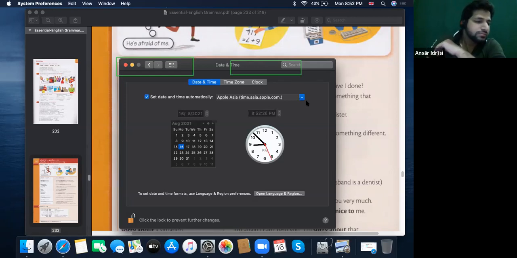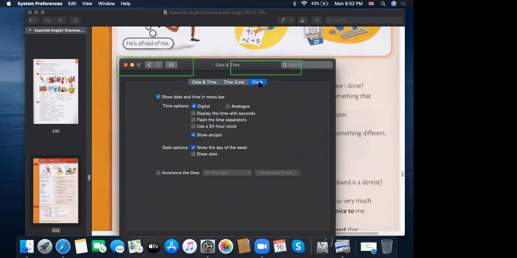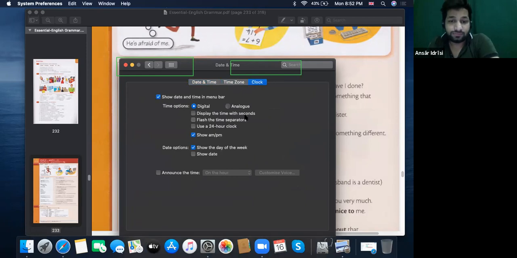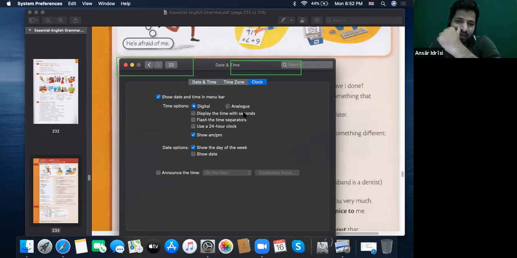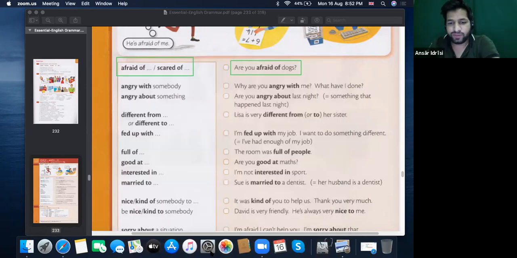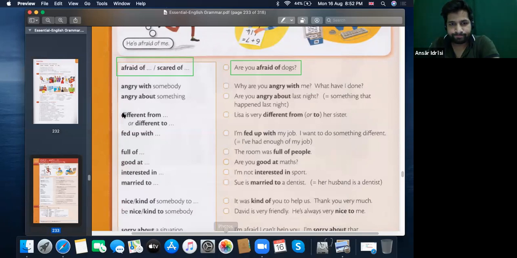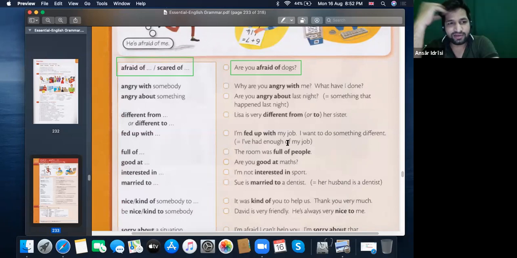Next. I am afraid of snakes. I'm not afraid of anything. Yes. I'm afraid of my wife. Very good. Next. Some people are afraid of spiders. Yes. I'm afraid of riding a car.